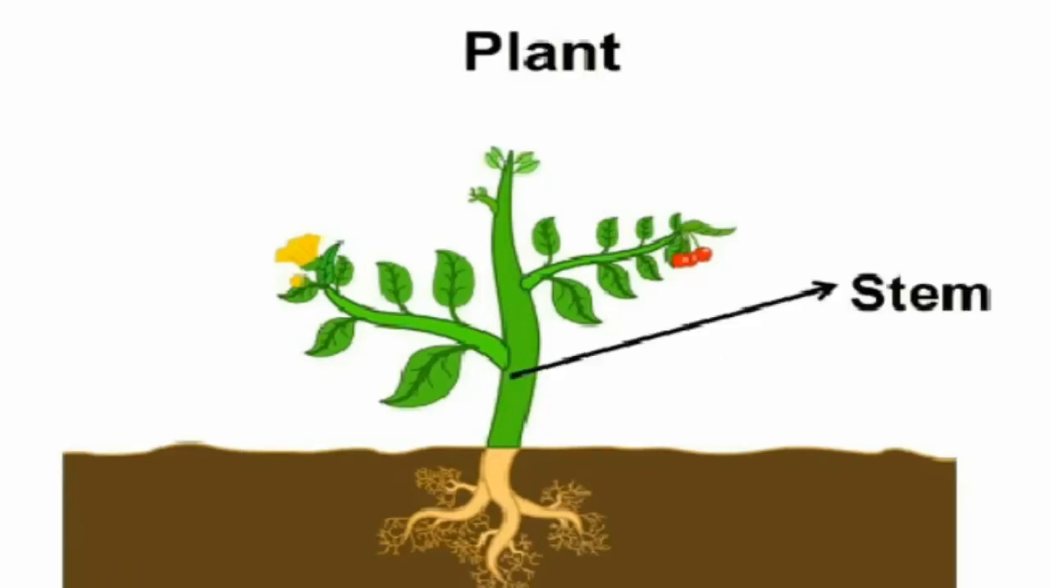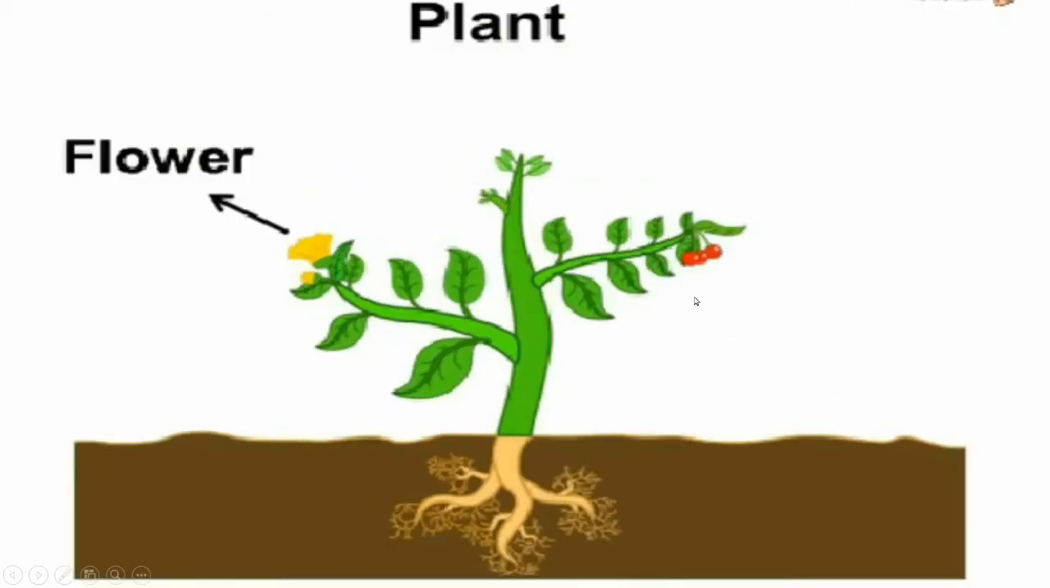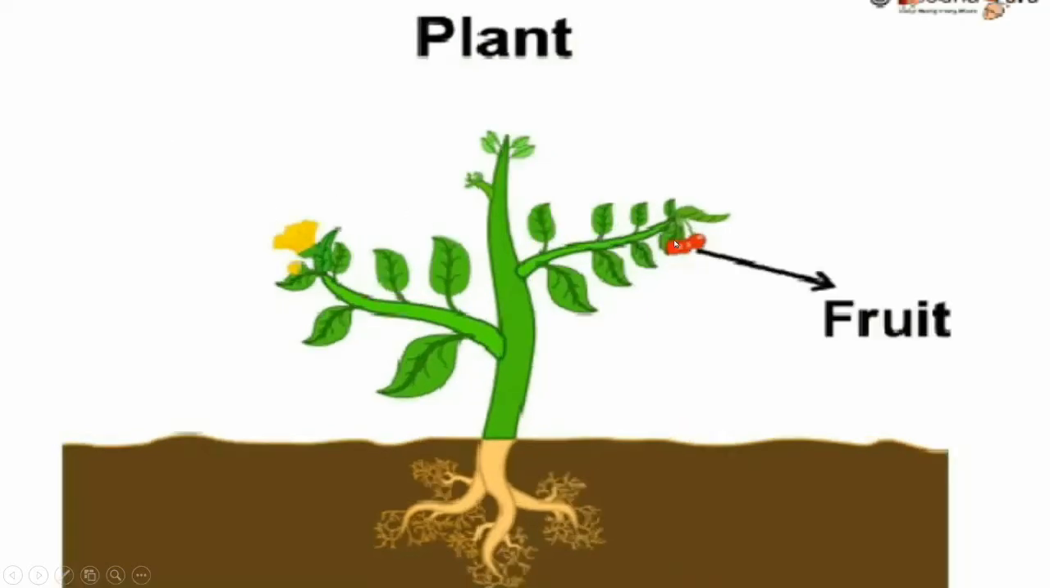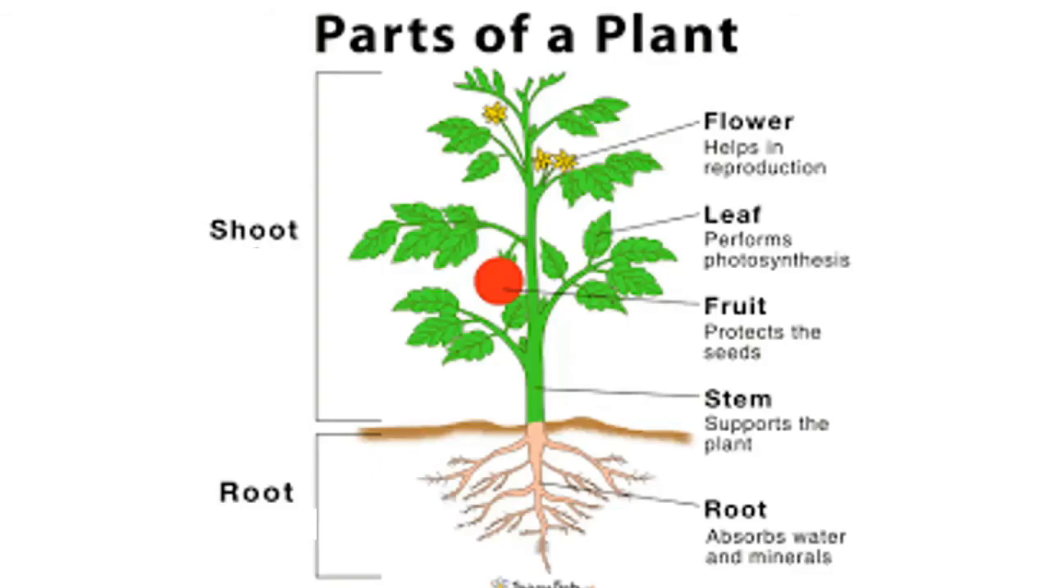Do you know how water and nutrients from the roots travel up through all the parts of the plant? It is through the stem. Leaves receive water and nutrients from the stem and prepare food for the plant. The most beautiful part of the plant is the flower. Mostly they turn into fruits, and inside fruits we can see seeds which help in the reproduction of the plants.